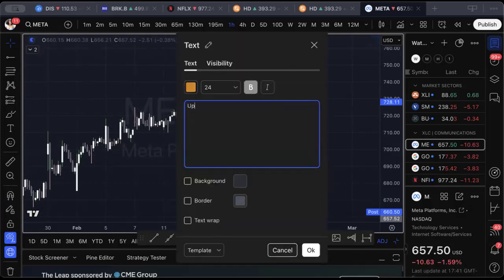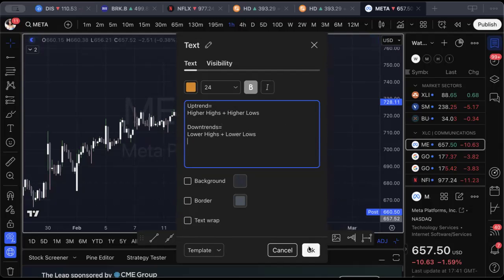So uptrends require higher highs and higher lows. Downtrends require lower highs and lower lows.